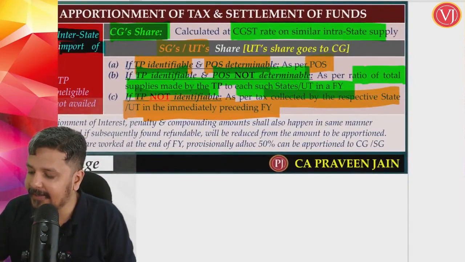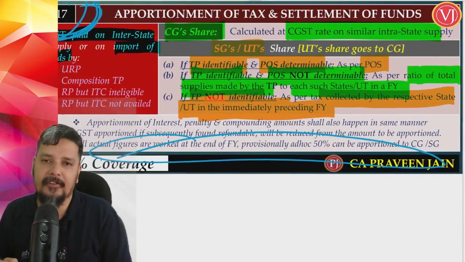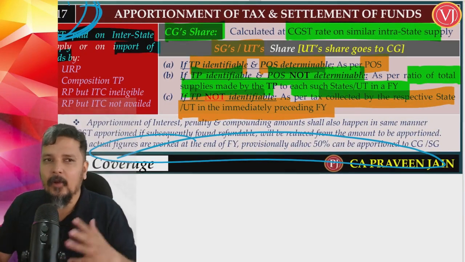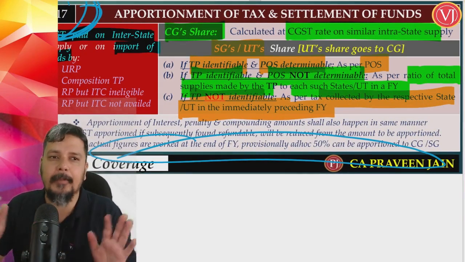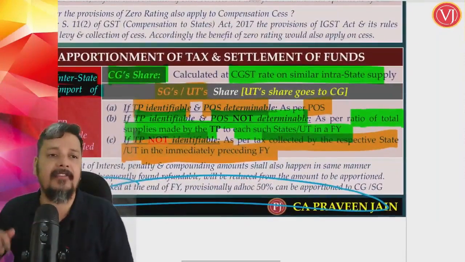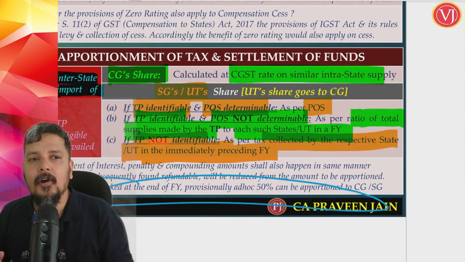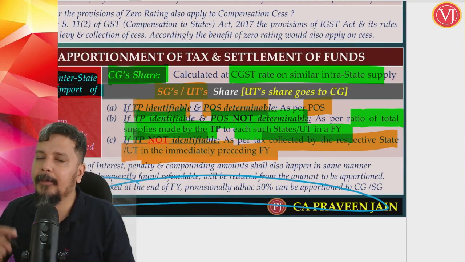And if at all that needs to be determined, for the time being they will give an ad hoc amount of 50%. Till they know very clearly, they will give 50%. But final settlement will happen in what way? Final settlement will happen in these steps. 50% will be taken by the central government, 50% by the state. If you know that particular state, give it to that particular state. TP and POS are known.